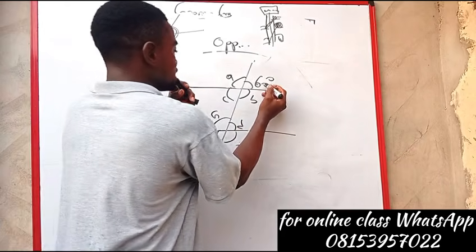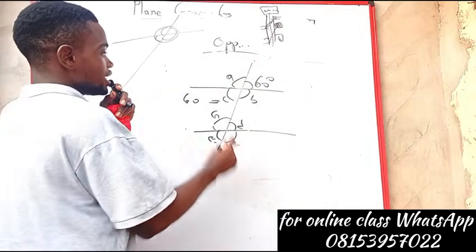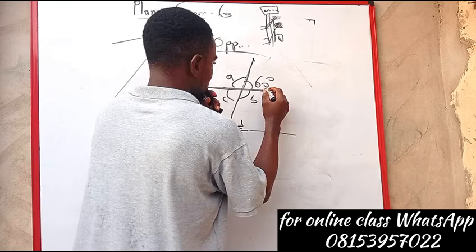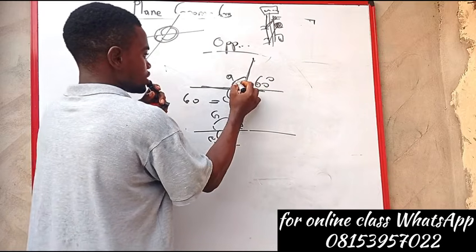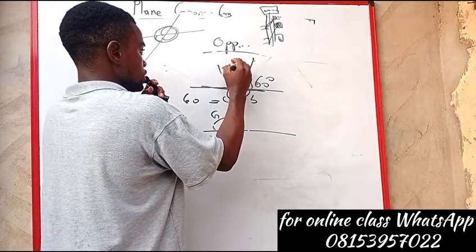Let's do it. All right. C is opposite to what? C is going to be 60 degrees. Now, taking this as a straight line, since the angle on a straight line is 180, we subtract 60 from 180, which equals 120.